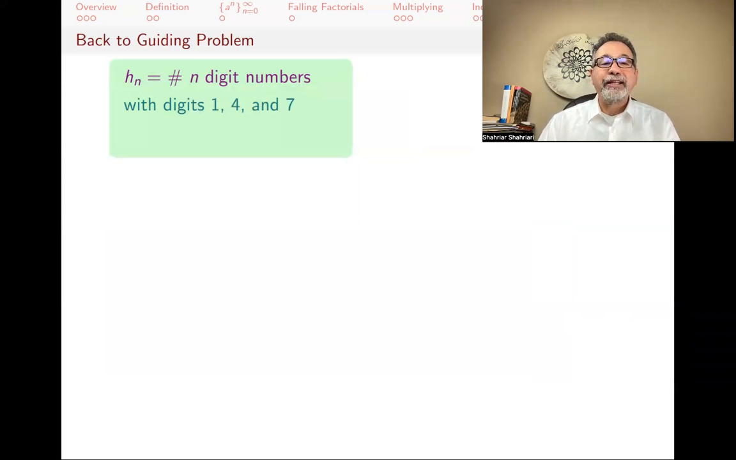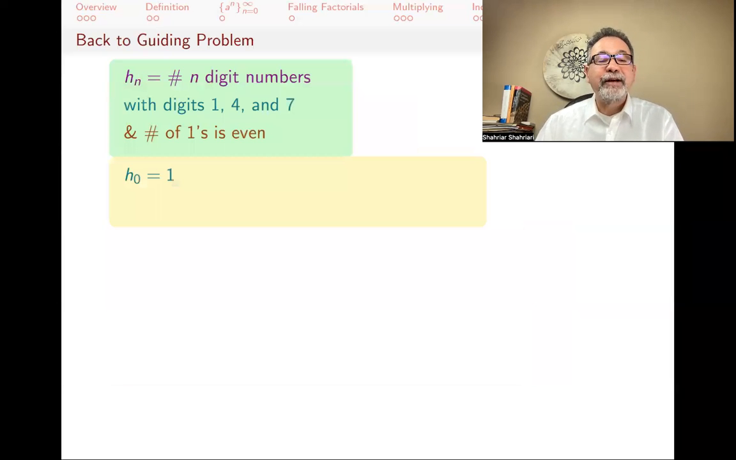We want to find the number of n-digit numbers with digits 1, 4, and 7, with the condition that the number of ones is even. And so h0 is 1, because if you want a 0-digit number, can you construct a 0-digit number with digits 1, 4, and 7 such that the number of ones is even? There's no reason you can't do that. You actually don't have to do anything. You've already done it. And so there's only one way to do that. You can take that as a part of the definition if you want.